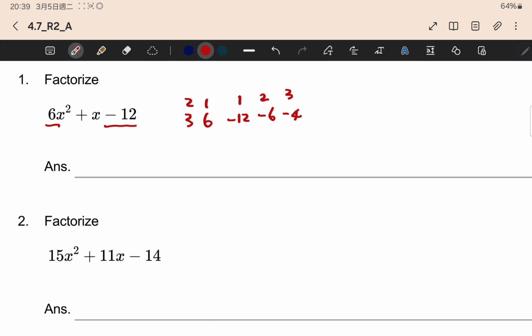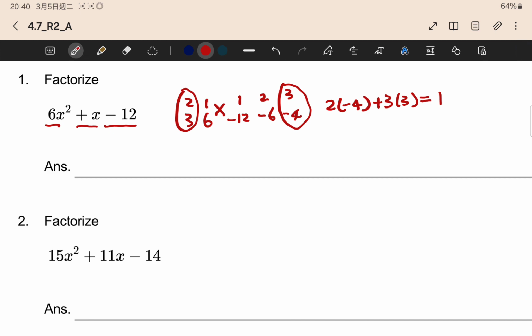To be the correct combination, the cross multiplication should give the coefficient of the middle term. Here it is 1. Now let's consider the combination 2, 3, and 3, minus 4. The result of the cross multiplication is 2 times minus 4 plus 3 times 3, which is 1. It matches with the middle term coefficient. So this is the correct combination.